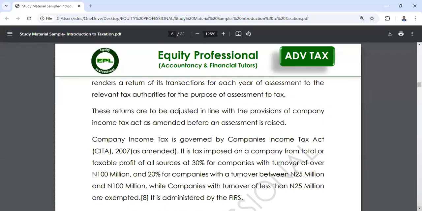By company, we mean a company registered under the Corporate Affairs Commission, either a limited company or a public limited company, either LTD or PLC. They pay company income tax.